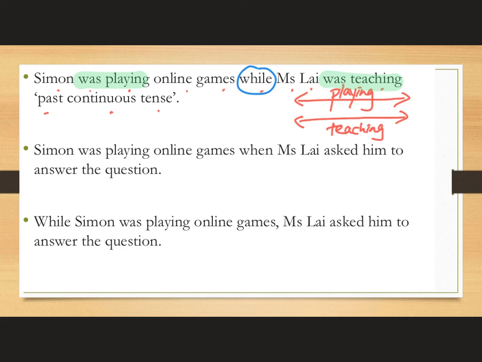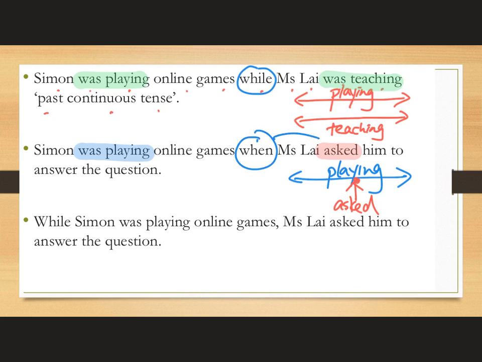Simon was playing online games when Miss Lai asked him to answer the question. In this case, playing online games is the long action, and Miss Lai asked him to answer the question is the short action. So that's why we use was playing, the past continuous tense here, and then we use asked him to answer the question, the simple past tense. Before this short action, we use when.